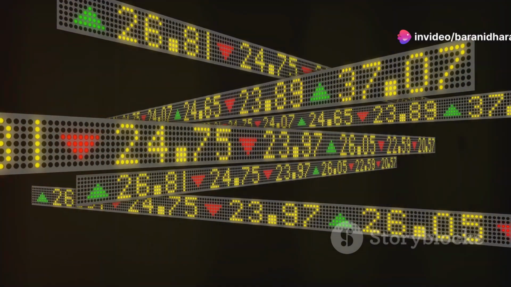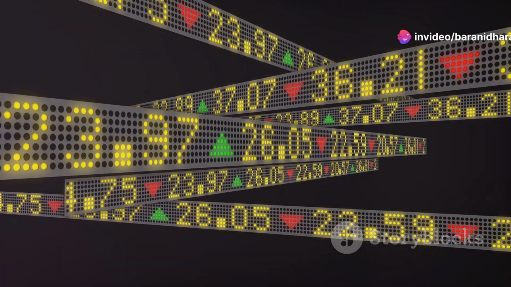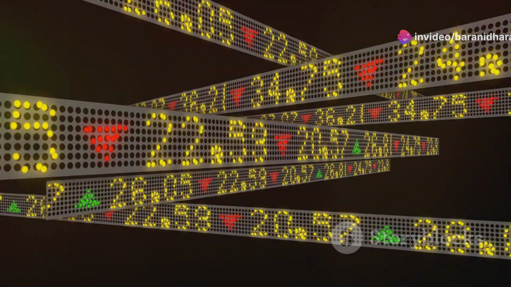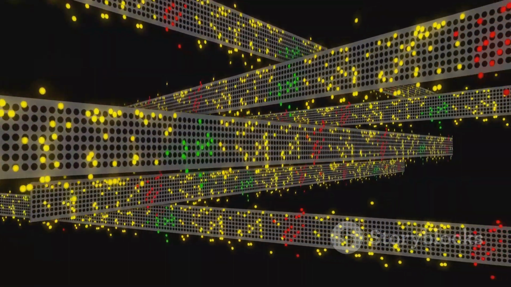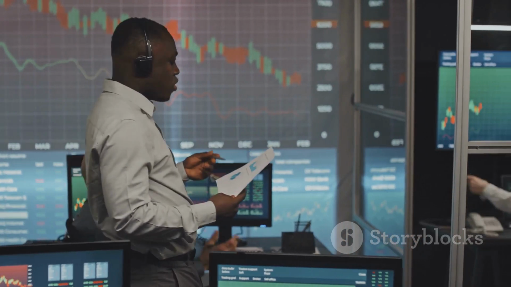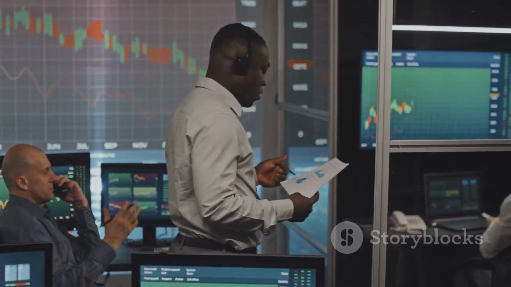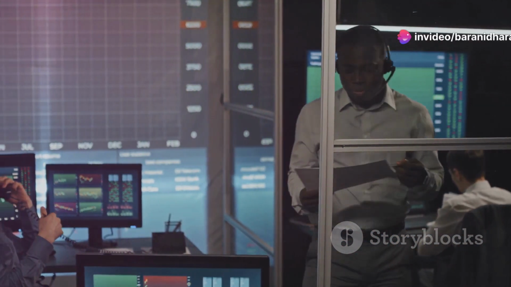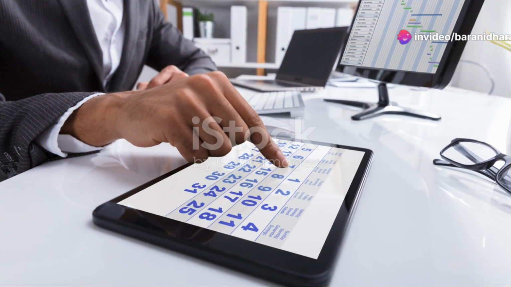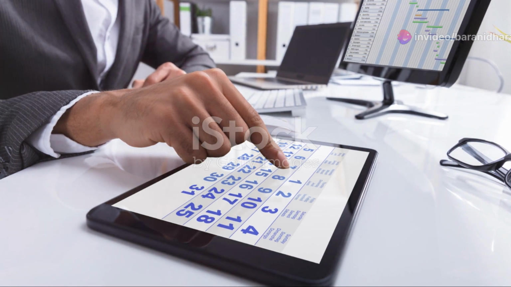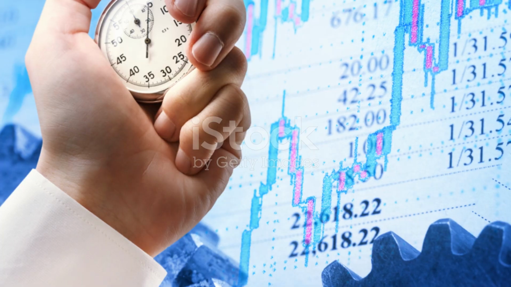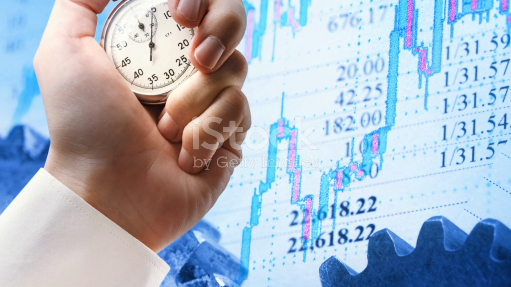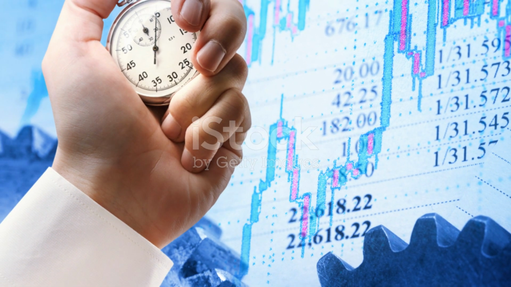The first variable is the current price of the underlying asset, which directly influences the potential payoff of the option. Next, the strike price of the option determines the price at which the option holder can buy or sell the underlying asset. The time to expiration of the option plays a crucial role, as options with longer expirations have more time for the underlying asset's price to move favorably.